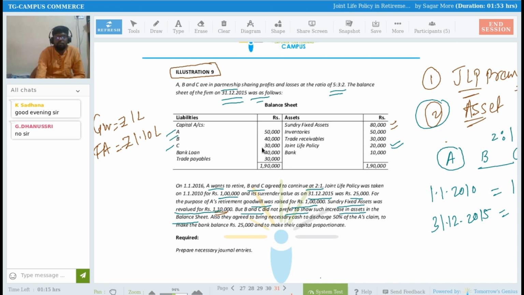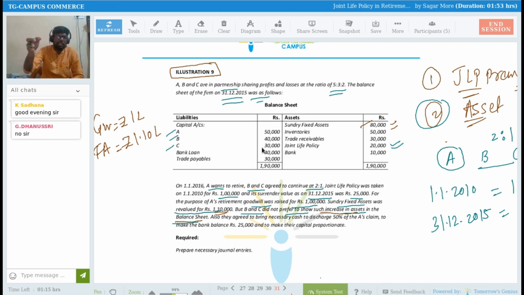But B and C did not prefer to show such an increase in the asset in the balance sheet. So what does it mean? They are saying, no doubt, on the occasion of retirement of a partner, assets are getting revalued, but they do not wish to record this new value of fixed assets, 1 lakh 10,000, or that goodwill in the balance sheet. They are not going to write it down in the balance sheet. So it means they are going to show the value of fixed assets at rupees 80,000 only, sir, right?